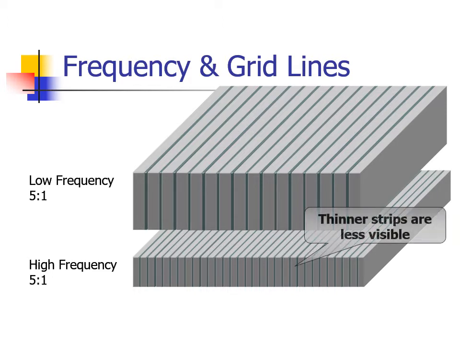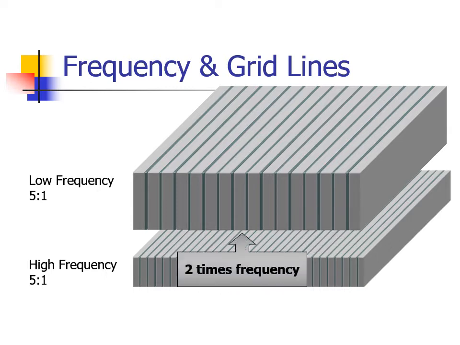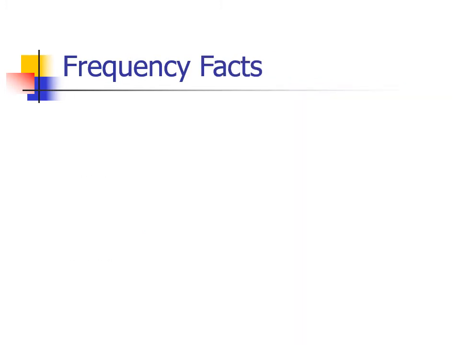Since lead strips are thinner and interspaces are closer together, they are more difficult to see. The grid below has twice the frequency as the one above. Lead lines are smaller and closer together, and as a result, harder to visualize. Frequency determines the visibility of grid lines and greatly affects the cost of a grid.